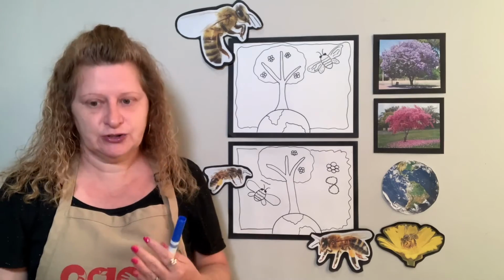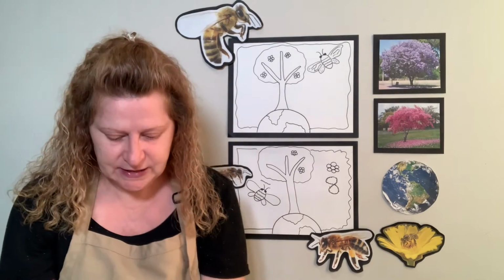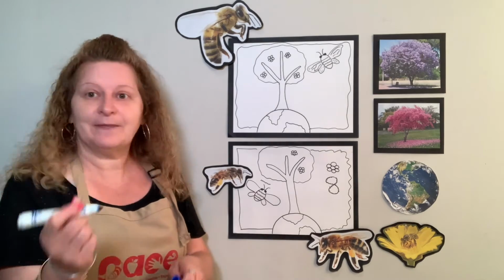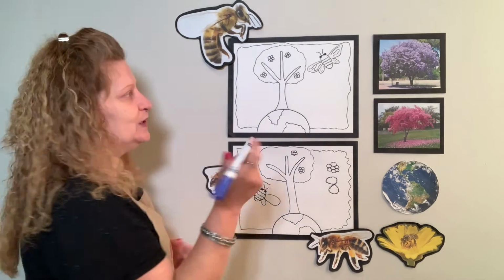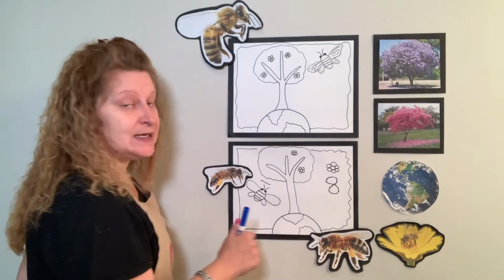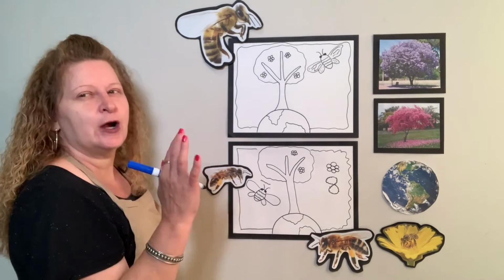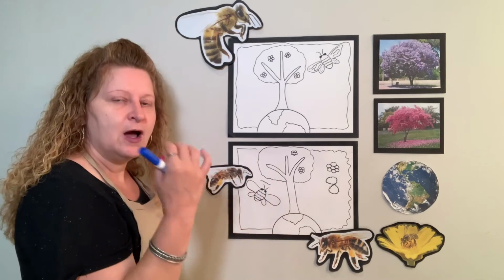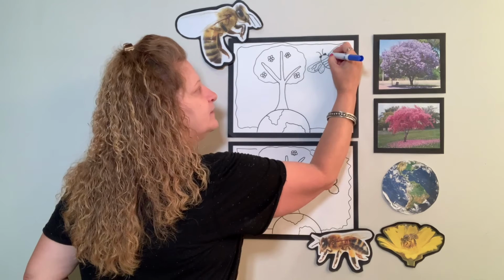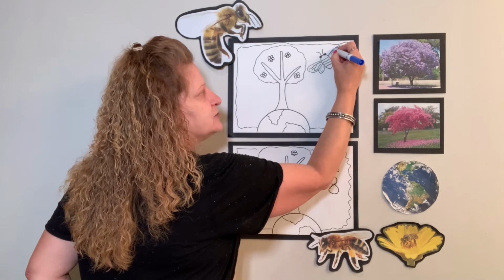Now, the first thing that we're going to do is we're going to use markers to trace, and then we're going to color with our markers and our crayons today. So I'm going to start first with my blue, and I'm going to put my bees' wings blue because normally you can sort of see through them, and when they're flying in the sky, you start to see the blue from the sky. But if you want to put a little brown or something else, you can.